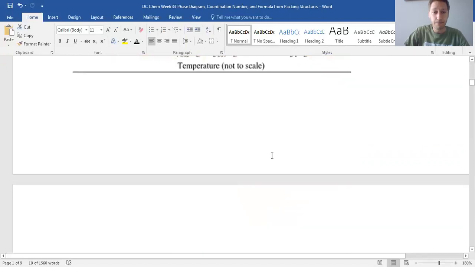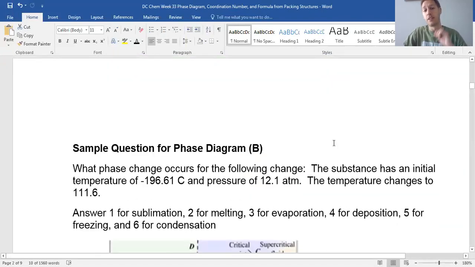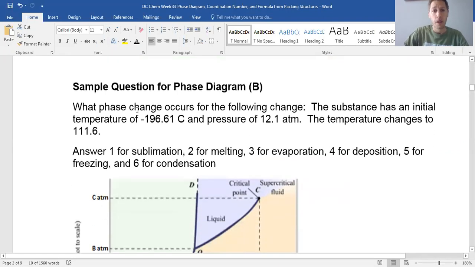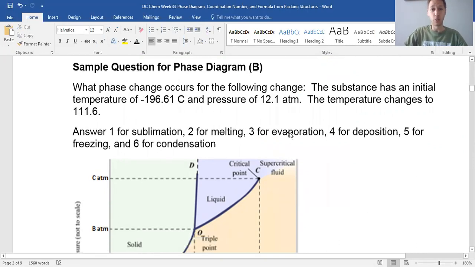All right. I'm going to go ahead and do a sample question for you guys related to phase diagrams. For these things here, this is a B-level question. I think the C ones just ask you to identify the state of matter. The B ones ask you to identify the phase change. So it's going to give you some numbers like some temperature and pressure, and it's going to change something and say, hey, we go from this temperature and this pressure to a new temperature. So it is also going to give you what the scale is.